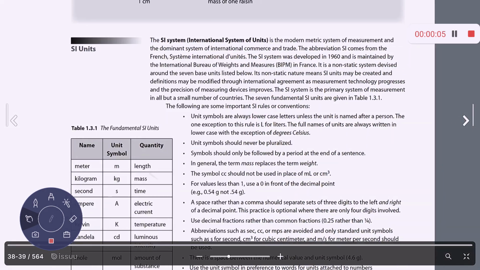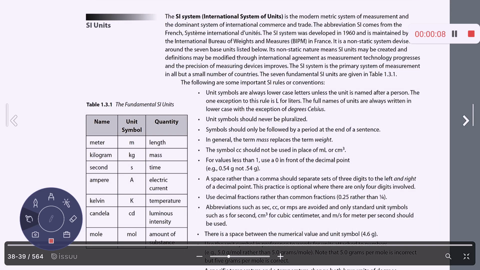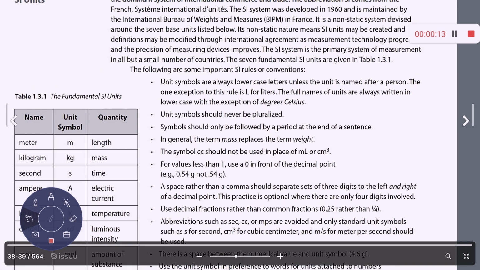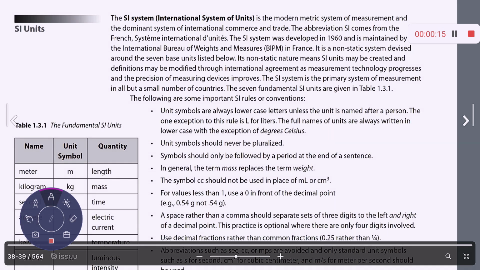We're going to skip the warm-up and take a look at SI units. The SI system is an international system of units. This is actually the modern metric system, and it consists of a few base units. It is primarily used throughout the world except for in a few countries, our country being one of them. And we tend to use this in science, and there are some rules that they tend to follow.